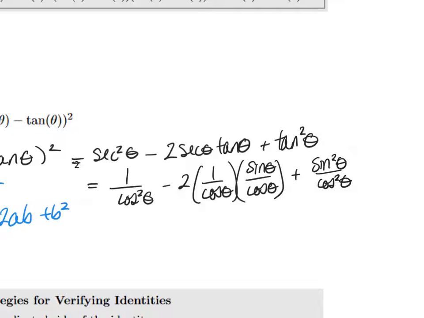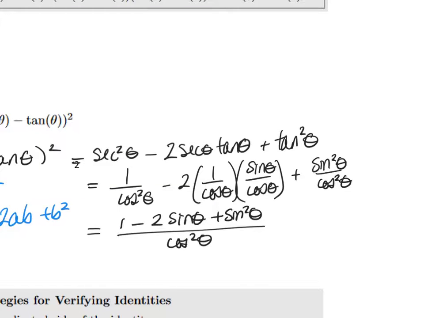Okay. Do they all have the same common denominator? Yes. I am not allowed to clear denominators because, without the equal sign, I just have an expression. All I am allowed to do is put them all over the same thing. So what I have in the numerator is 1 minus 2 sine of theta plus the sine squared of theta, over the cosine squared of theta. That's all I'm allowed to do. I cannot clear denominators because this is an expression at this point. So I don't get to multiply everything by cosine squared to get rid of the cosine squared in the denominator.